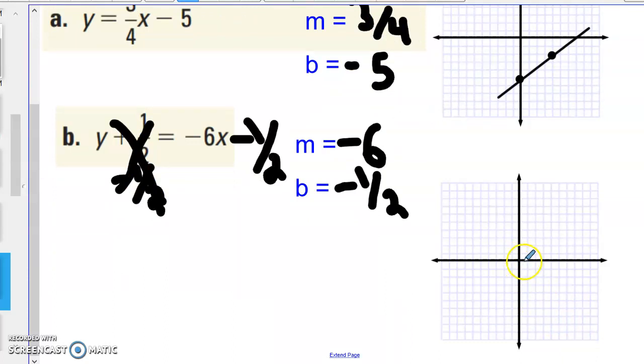Now graphing this one is a little bit tricky, especially with this graph. But all it would mean is that you would be crossing here at -1/2, which is about right there. And then your slope would be -6, which means you would go down 6. So 1, 2, 3, 4, 5, 6, and then over 1. So it would be approximately right there. And then you would draw a line through that as best that you can.